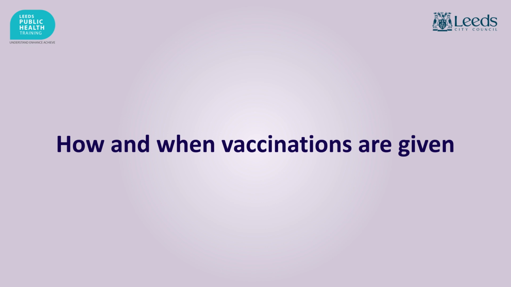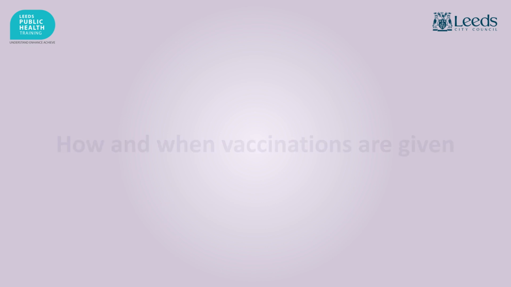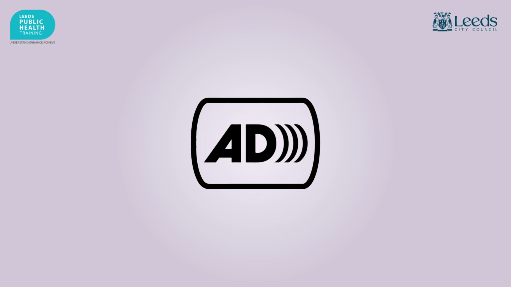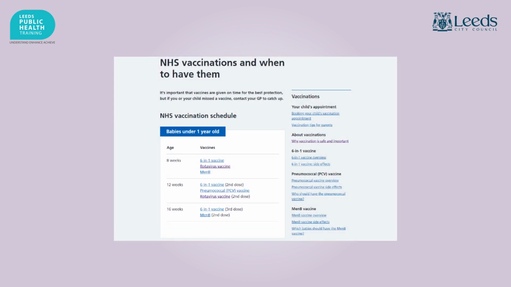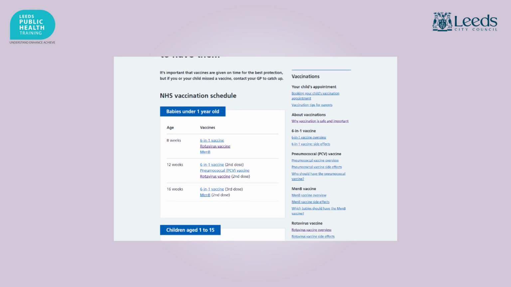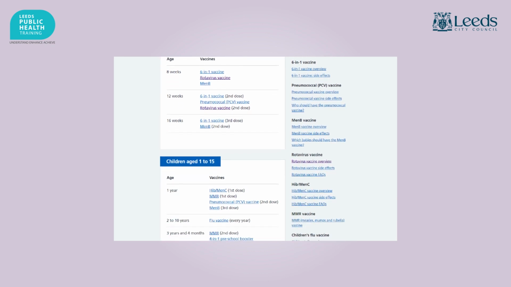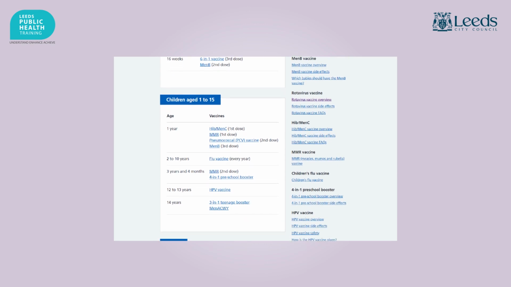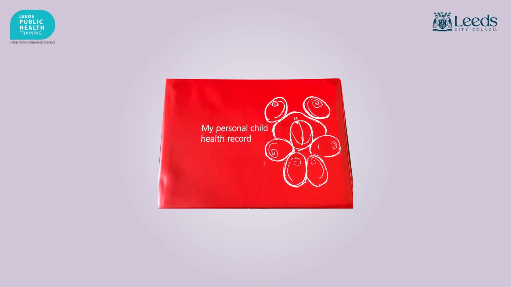How and when vaccinations are given. The NHS vaccinations and when to have them web page is shown. This is followed by an image of a red book with a drawing of a teddy bear on it. The childhood immunisation schedule can be accessed on the NHS website. This provides information on the age that vaccination should be given and the types of vaccines that will be offered at each visit. This information is also available in the Red Book, My Personal Child Health Record, provided to new parents shortly after a child is born.